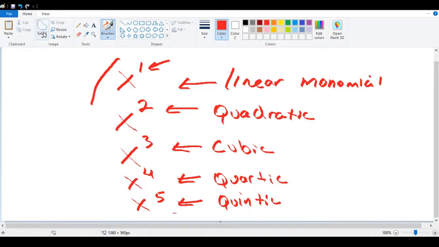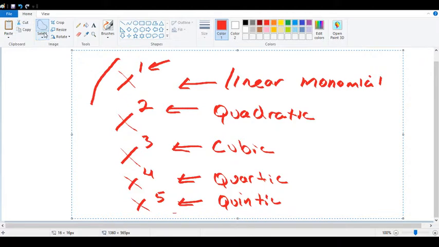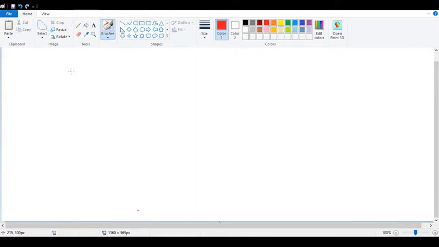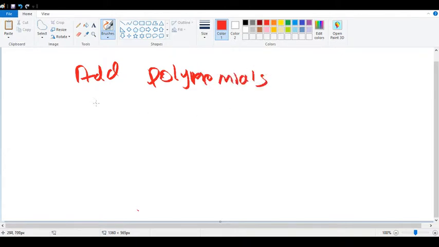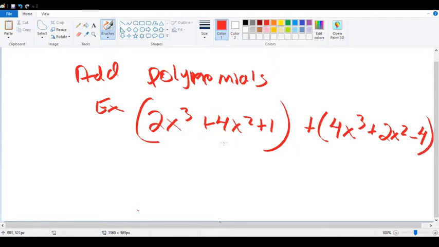Now let's say that I wanted to add polynomials such as 2x to the third plus 4x squared plus 1 and 4x to the third plus 2x squared minus 4.